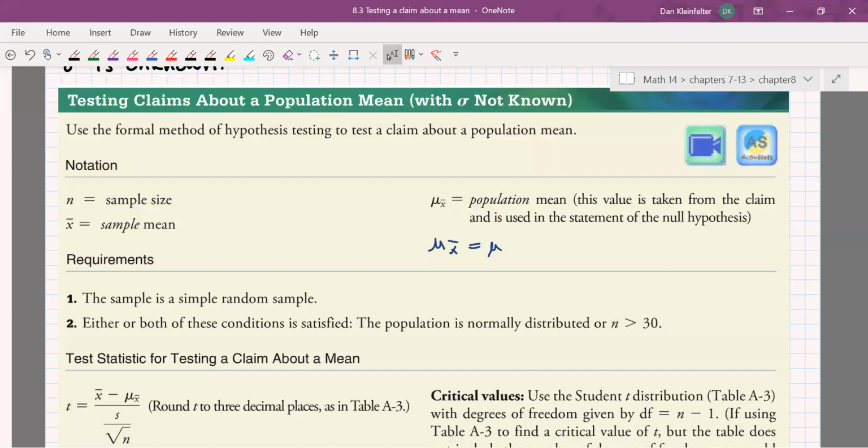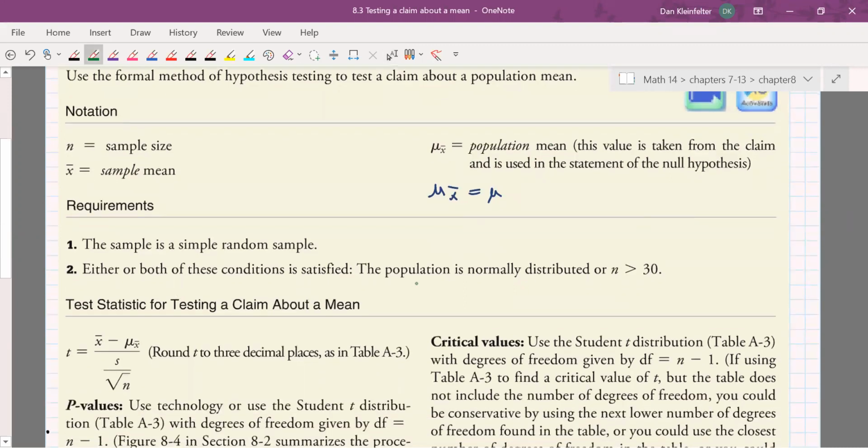So the players here, n as always, will be the sample size, x bar will be the sample mean. The mu of the x bars, that is the mean of the sample means, ends up being the population mean, and that's taken from the claim and is used in the statement of the null hypothesis. Okay, so to do this, we need the population to be normally distributed or to have the sample be at least 30 in size.